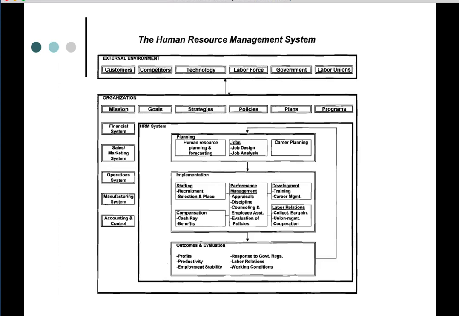All right. So this system model will be reinforced throughout the course. You'll get to see this model again and again to make sure that you understand what role each of these functions play, and also to make sure that you understand where we are in the process of explaining our HR function as we go through the material in the course.